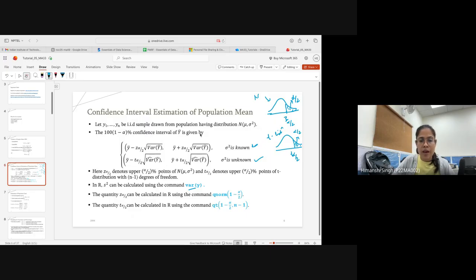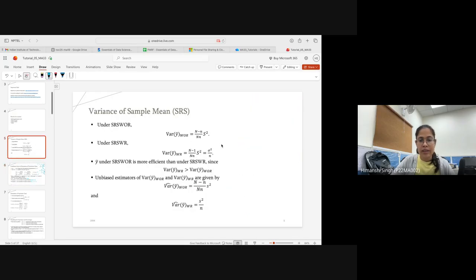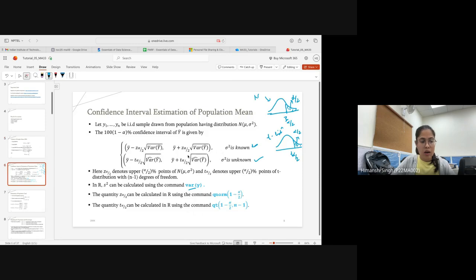So here we have two conditions. The variance of y bar is different when we are considering simple random sampling with replacement, and different when we are considering without replacement. So we will use the variances accordingly. If we are considering with replacement, we will use this if sigma square is known; if without replacement, we will use this if sigma square is known. Similarly, we will use the estimates if we want to use the estimates, and find the confidence interval accordingly.